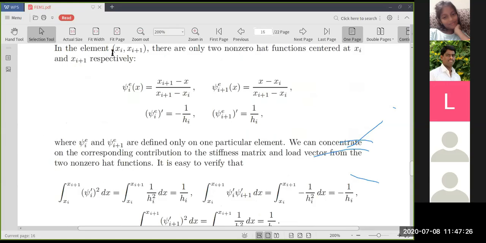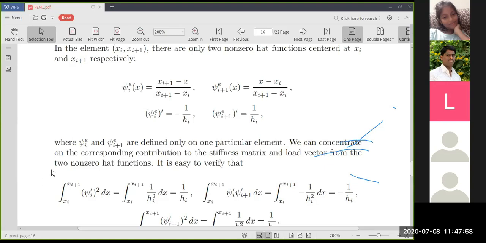To this end we are defining these basis functions psi i(x), psi i plus 1(x). Then you differentiate this psi i, so you get psi i dash, which is minus 1 over hi. This is 1 over hi. Just differentiate with respect to x. In this case you are going to get a constant because this is a linear function. Your psi i and psi i plus 1 are linear functions, so if I differentiate that, I am going to get only these constants. The derivatives are simply constants.